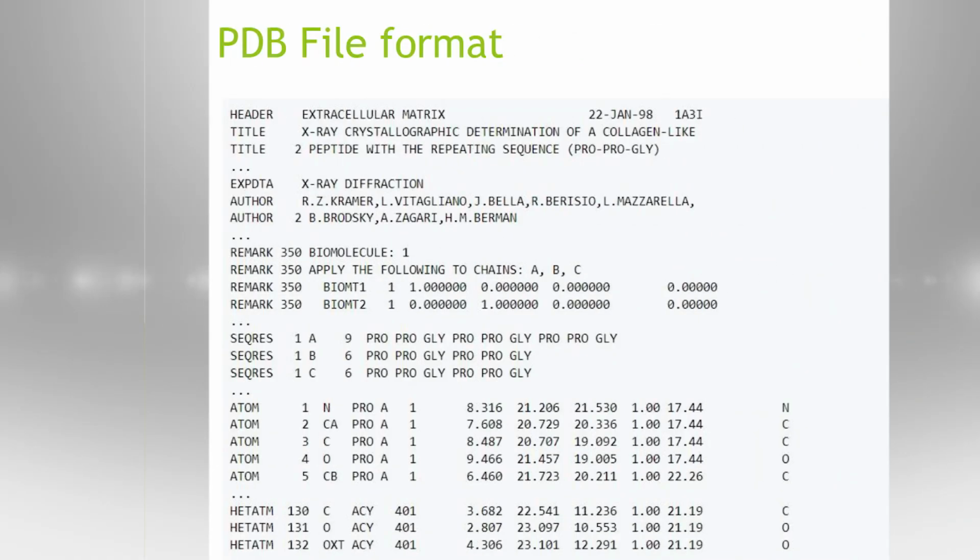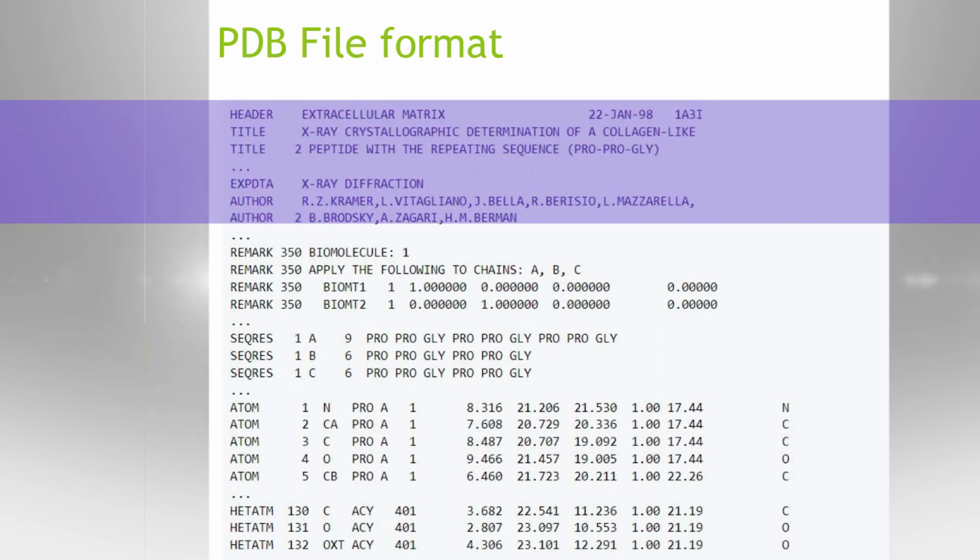A typical PDB file describing a protein consists of hundreds to thousands of lines like presented in this figure. The figure consists of the header, title and author record. The header, title and author record provide information about the researchers who defined the structure.